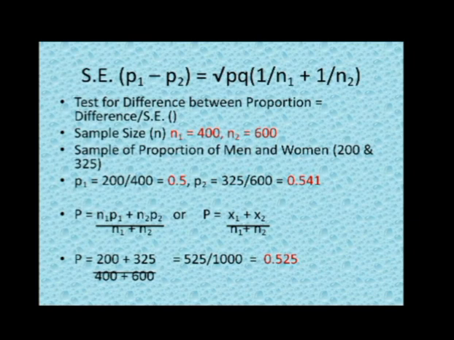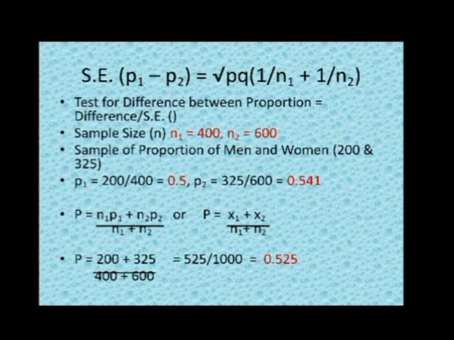The sample proportions of men and women are 200 and 325. So we have to simplify the entire sample into these sample proportions. We will get P1 and P2. The P1 value is 200 divided by 400, you will get 0.5, and the P2 value is 325 women divided by the entire sample of 600. So we will get 0.541. So we complete P1 and P2.